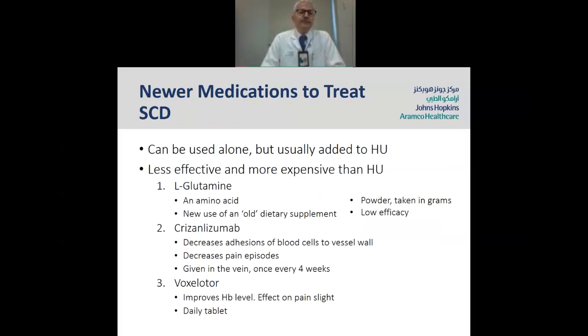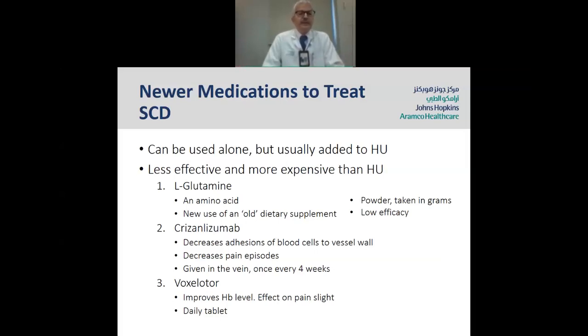There are newer medications. These can be used alone, but are usually added to hydroxyurea because hydroxyurea is the most effective and the most affordable. These are less effective and more expensive. One is L-glutamine, which is an amino acid. It used to be used as a dietary supplement, so it's a new use for an old medicine. It's taken in powder form, in a lot of grams. Its efficacy is not very high really, but it can help some patients, either as an addition to hydroxyurea or for those who can't or don't tolerate hydroxyurea.